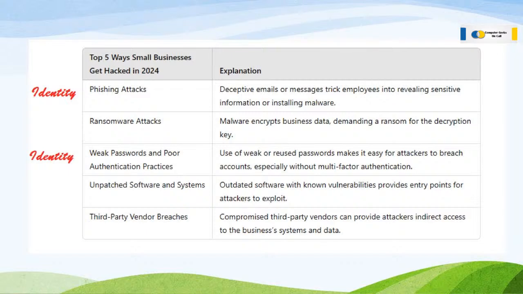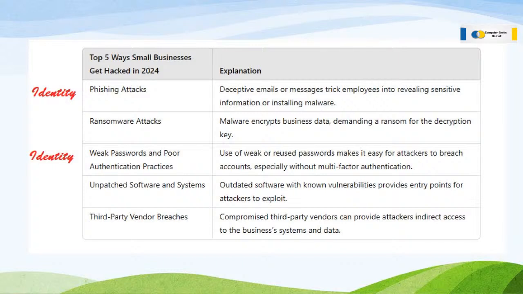Ransomware attacks, that's where you click on the wrong link and your information is encrypted, and the hacker says, okay, well, give me $10,000 to decrypt. That happens a lot. It's a steady flow. The next one is weak passwords and poor authentication practices.